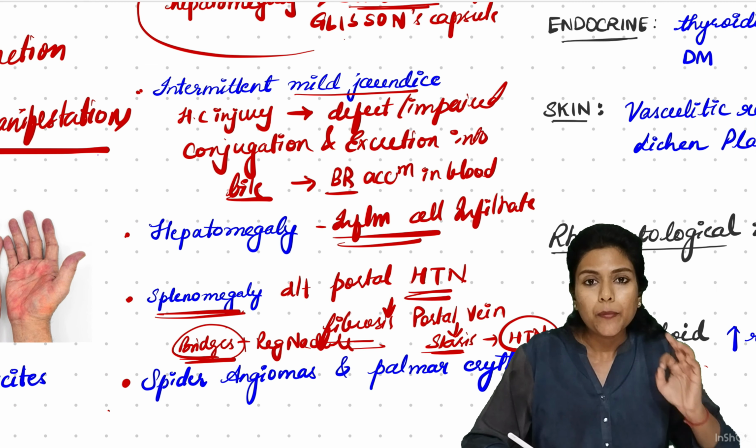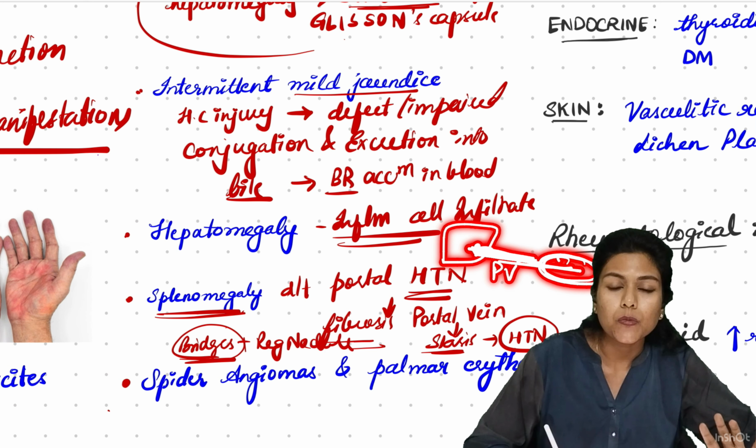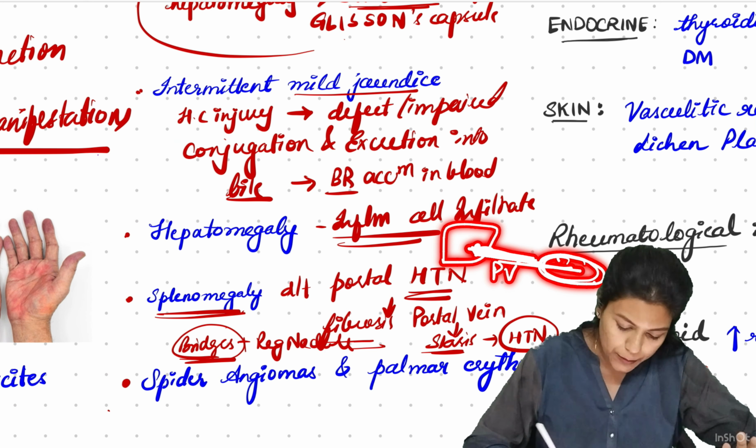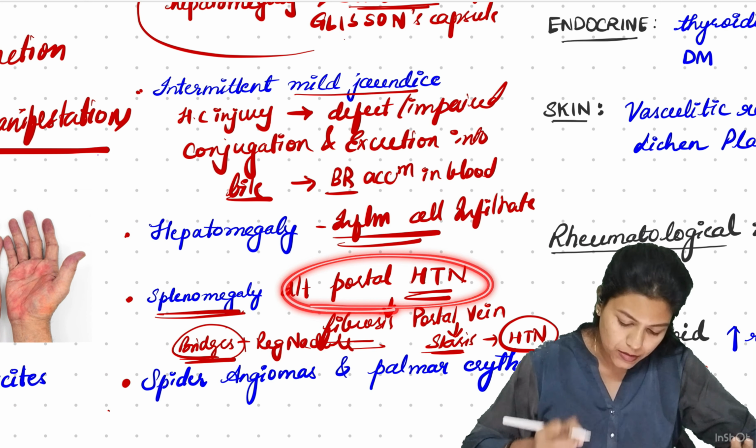So it will backflow. For example, this is the liver, it receives through the portal vein from the spleen. Because of this bridging fibrosis, the liver is unable to receive blood supply. Stasis occurs in the portal vein, because of which there is portal hypertension. Now where will it go? It will backflow into the spleen, because of which there is splenomegaly. So splenomegaly is due to portal hypertension.